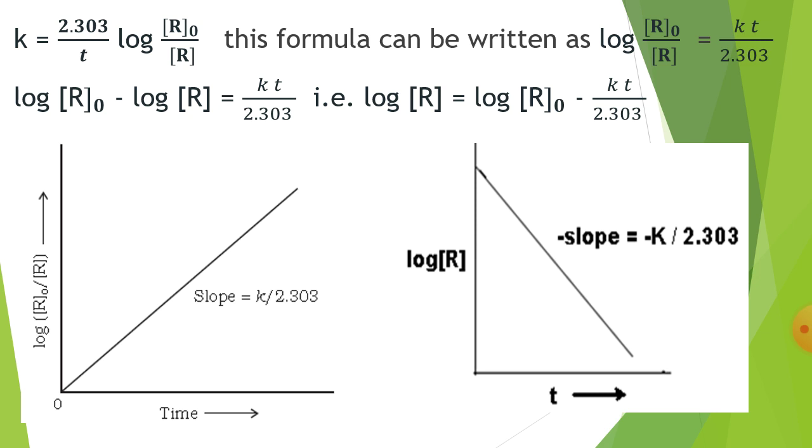We can draw another graph like this: log R naught minus log R equal to Kt divided by 2.303, that is log R equal to log R naught minus Kt divided by 2.303. Now again we can plot the graph between log R and t. This graph also indicates a negative slope, that is minus K divided by 2.303, and the intercept is log R naught, that is initial concentration. So this type of graph may be asked in the board examination. So you have to solve this type of graph like this from the rate equation K equal to 2.303 by t log R naught by R.